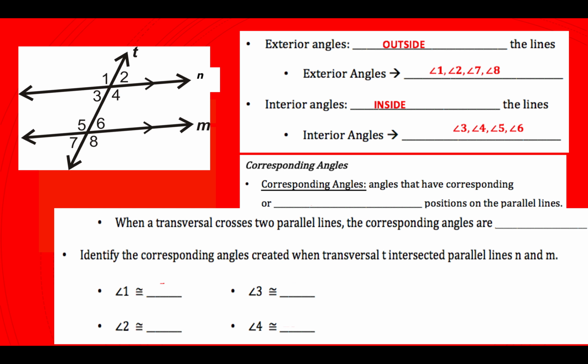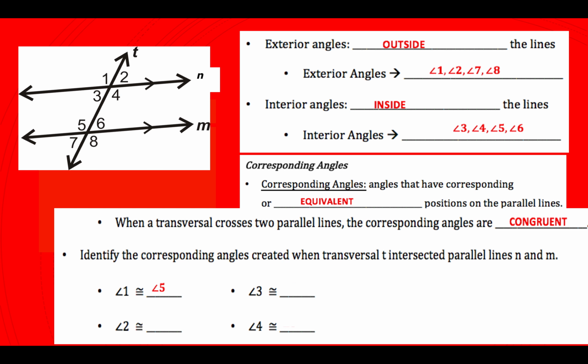Corresponding angles are angles that have corresponding or equivalent positions on the parallel lines. When a transversal crosses two parallel lines, the corresponding angles are congruent. So now we're going to identify using some of this vocabulary. If we're looking at angle 1 and we want to find the corresponding angle created when the transversal T intersected parallel lines N and M, what is the congruent angle?